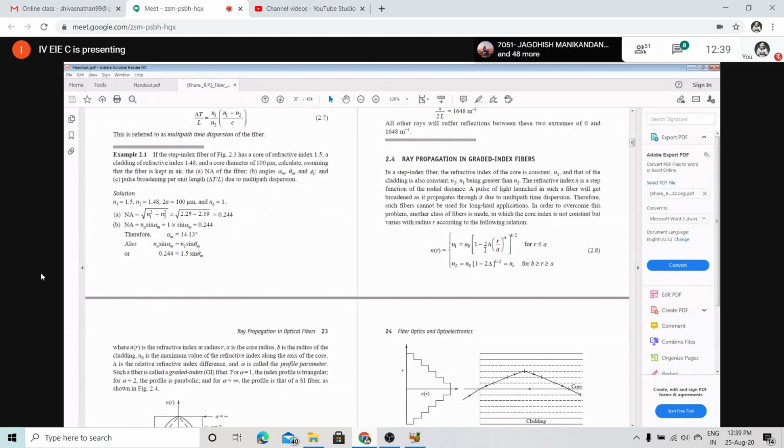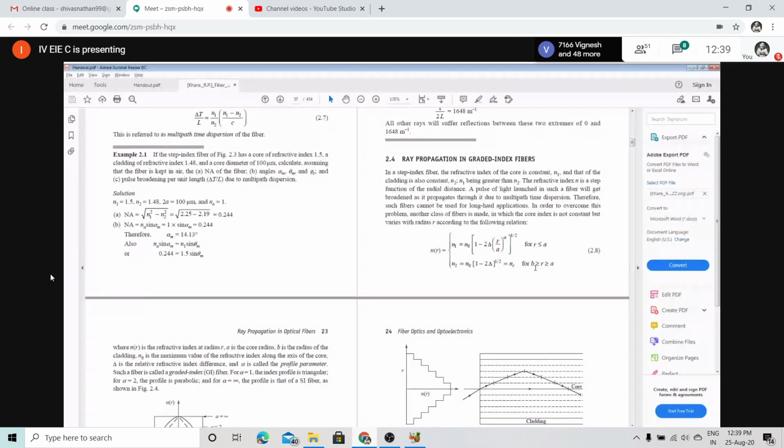Clear? A is what? The core radius. And the power of alpha. Okay, the whole enclosed by 1 by 2. Similarly, n2 is equal to n0 times 1 minus 2 delta, the power of 1 by 2. Clear? And b is the radius of your cladding. So these are all the parameters. Just look at the mathematical expression alone, and you will understand the things when you look at the e-books.